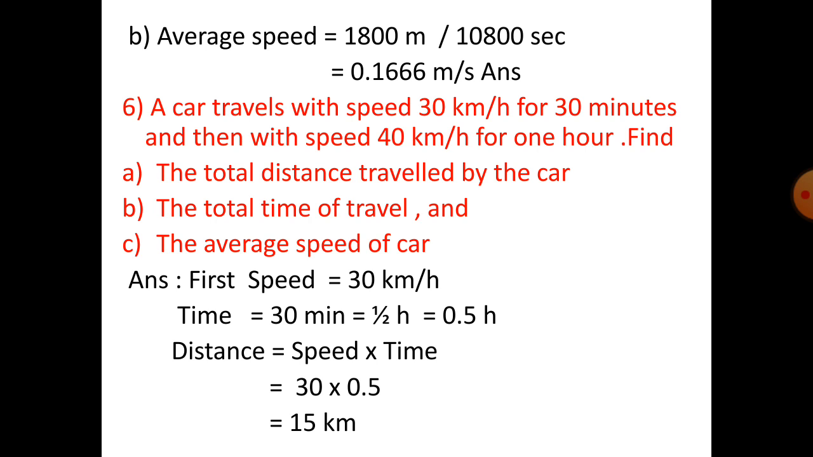Number 6. A car travels with speed 30 km per hour for 30 minutes and then with speed 40 km per hour for 1 hour. Find the total distance travelled by the car, the total time of travel and the average speed of the car. So first speed is equal to 30 km per hour and the time is given as 30 minutes. We'll convert it into hours, which is equal to 0.5 hour. So distance is equal to speed into time, which is equal to 15 km.